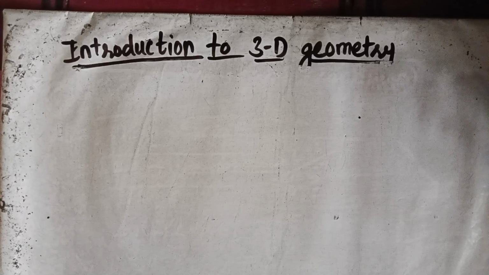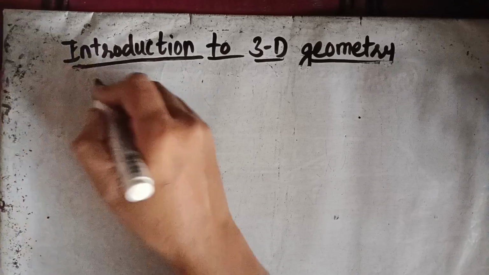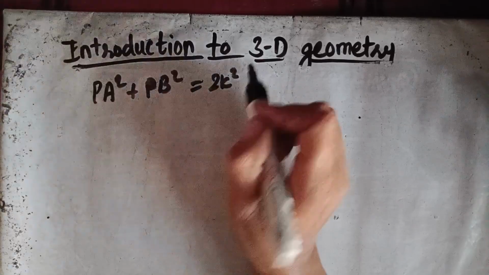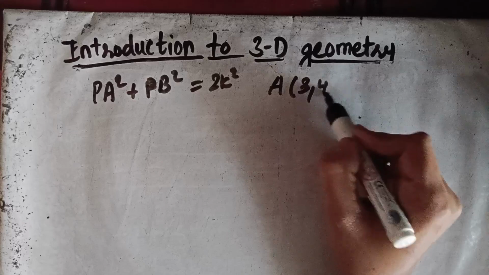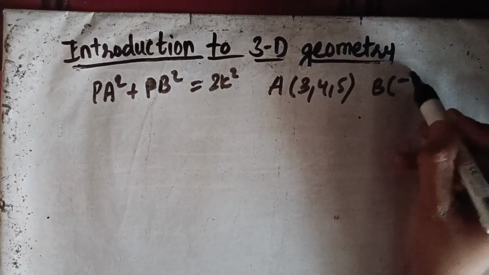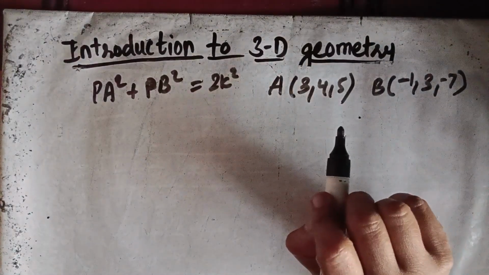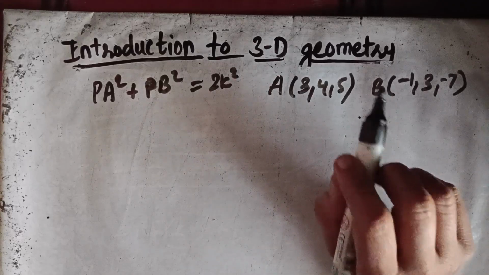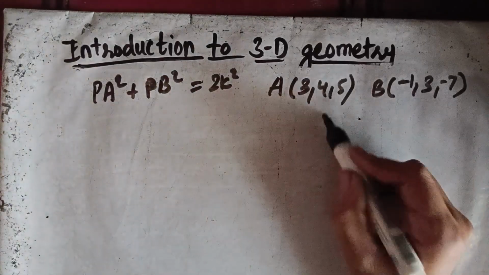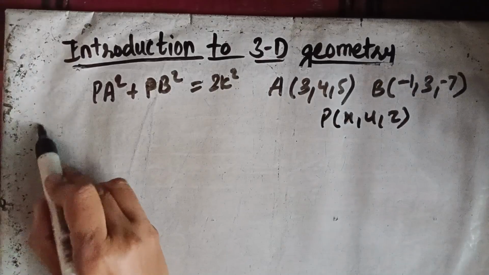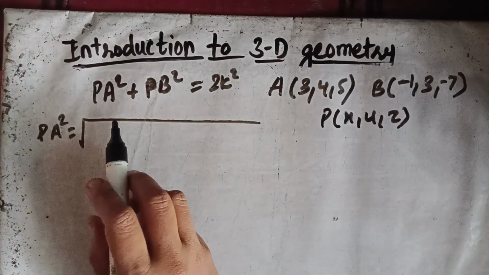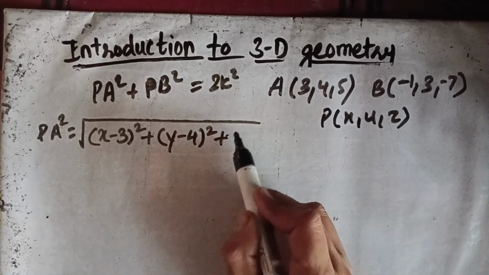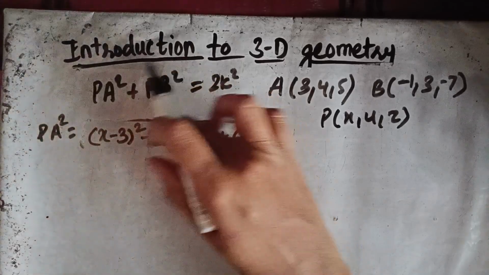Next question. Find the equation of the set of points P such that PA square plus PB square is equal to 2K square, where A and B are given. So we have to find the equation of the set of points P. First find out PA square. Let P be the point x, y, z. X minus 3 square. PA square, so no root is required.